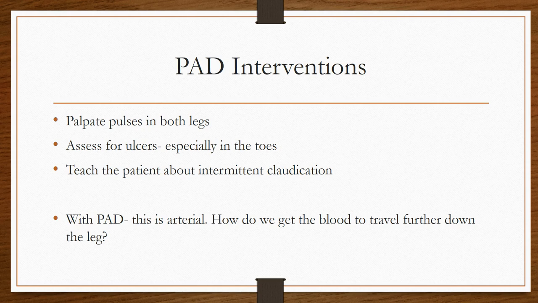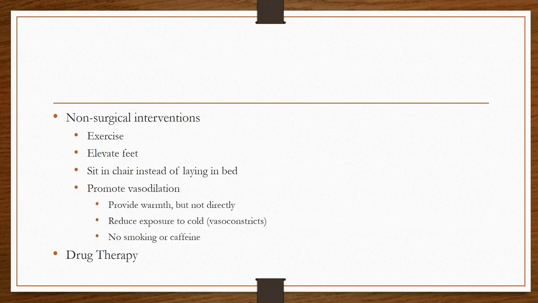With peripheral arterial disease, this is arterial, so how do we get the blood flow to travel further down the leg? Those interventions are going to be exercise, elevate the feet, sit in a chair instead of lying in bed because of gravity. You're going to promote vasodilation, provide warmth because it's a vasodilator, but don't do it directly because you don't want to burn them. Because of the lack of circulation, they tend to have lack of sensation, and if it is too hot, they won't know whether it's actually burning them. And if it burns them, they get blisters, and it turns into an ulcer, and next thing you know, they're not going to be able to heal.